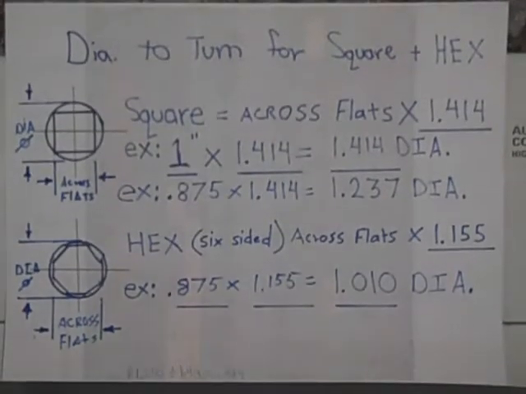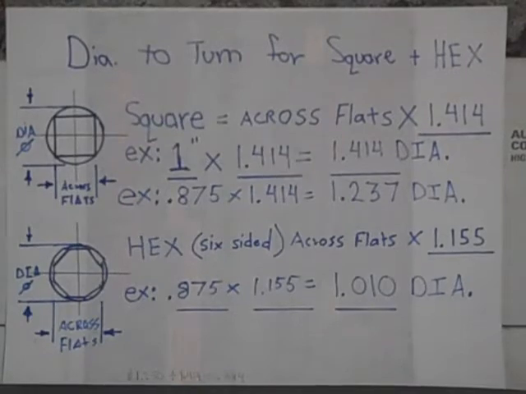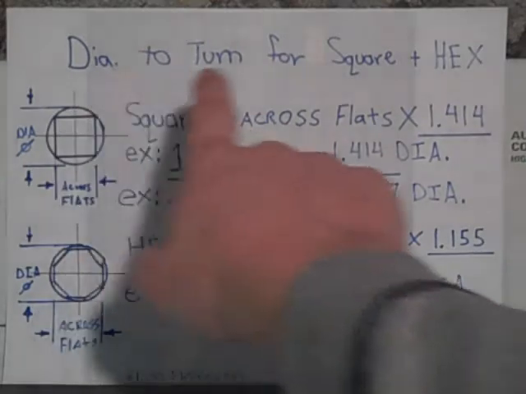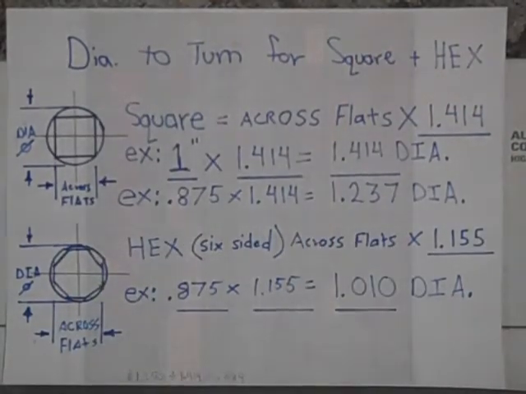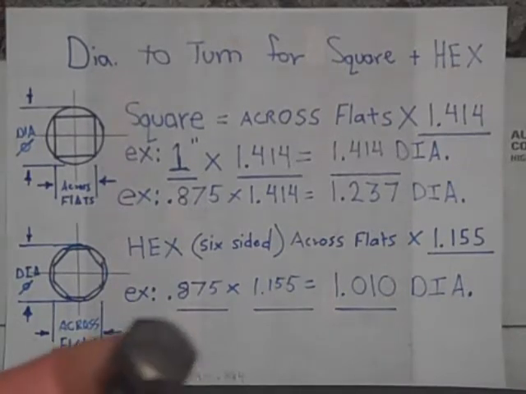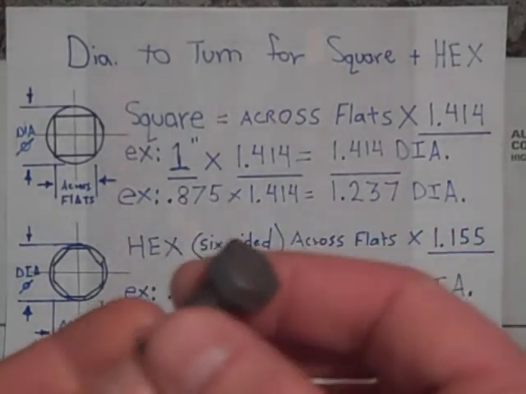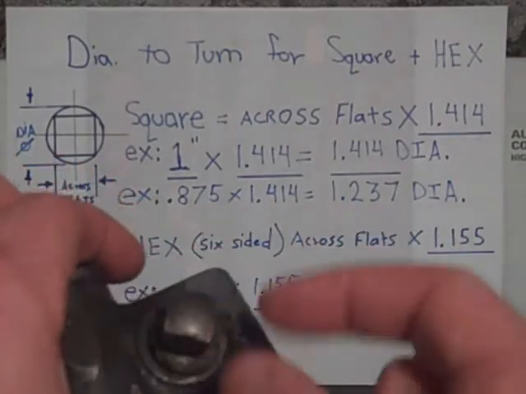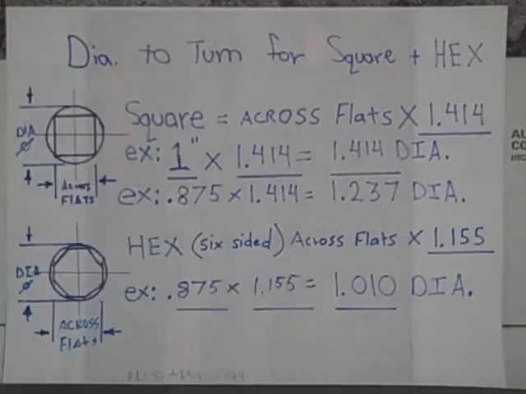Okay everyone, in my last video I said I had some more tricks for you. I guess we'll start with turning a diameter for square or hex. I'm sure everyone's run into that. If you wanted to make a bolt with a hex on it or one with a square, what diameter do you start with? Well, it's pretty easy. Got some more equations here. None of this stuff's going to be groundbreaking or show you the secrets of life, but they will come in handy.